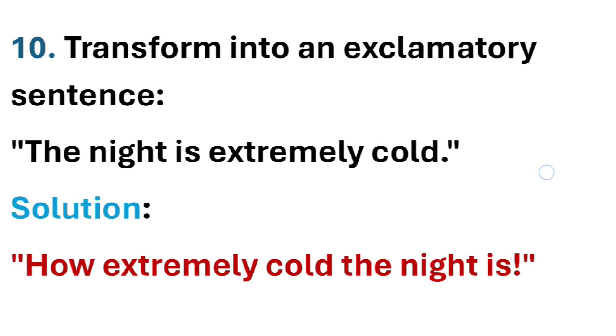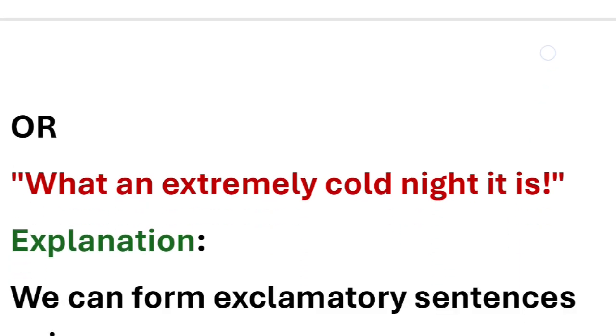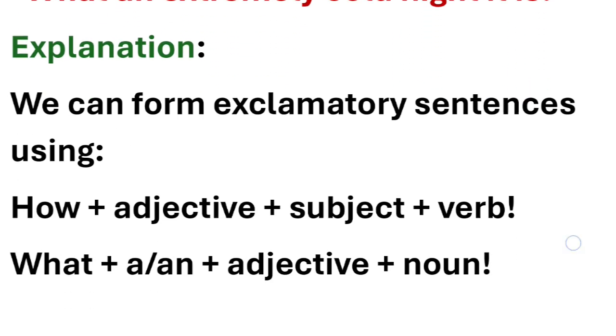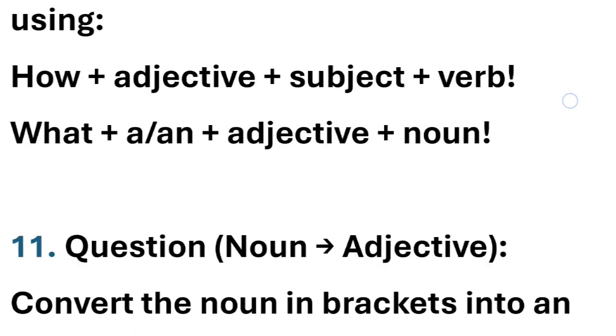Now question 10 says transform into an exclamatory sentence, the night is extremely cold. Solution becomes how extremely cold the night is. Exclamatory we have to make. We have started with the word how, or we can use what also, which we've discussed in the chapter as well. What an extremely cold night it is. We can form exclamatory sentences using how plus adjective, then subject followed by verb, or we can also use what plus a or an and adjective followed by noun.